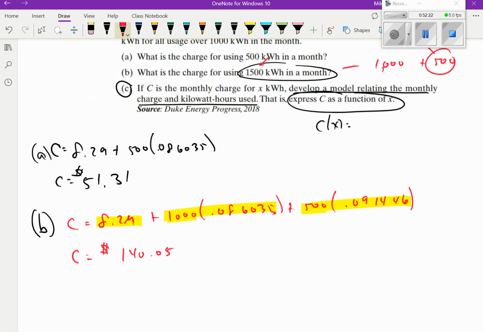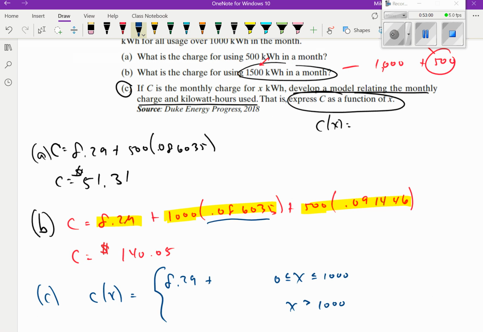So let's take a look at letter C then. Let's develop our piecewise function. So C in terms of x. So what we have overall, we've got two scenarios. So we're going to have something, let's do it this way, move this out a little bit. When x is between 0 and 1,000, and then we have a charge when x is more than 1,000 as far as kilowatt hours. So I'm going to end up with 829 plus, let's see, what was it? It was going to be this amount here, 0.086035x, for every kilowatt hour between 0 and 1,000.